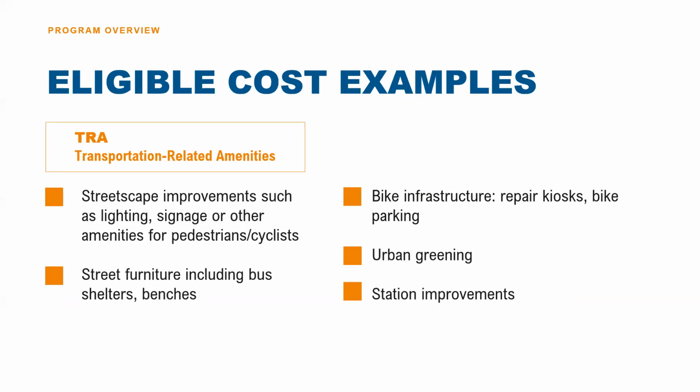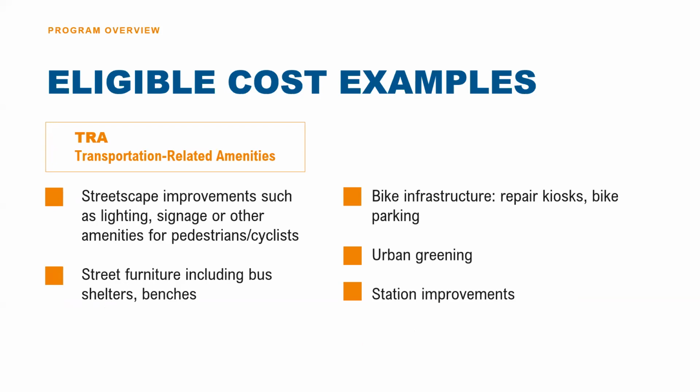Okay, now let me move on to the TRA category. This is a broad category that includes streetscape improvements like street lighting or signage or street furniture. Transit partners have also partnered on ASIC applications to request ASIC grants for bike infrastructure such as bike repair kiosks. Transit agencies have also requested ASIC funds to improve existing transit stations.